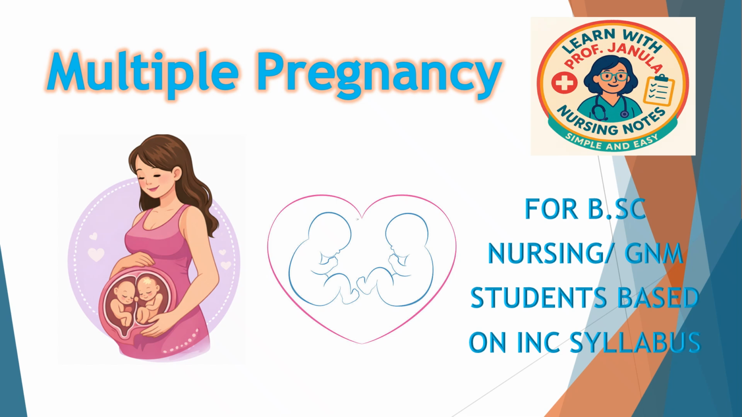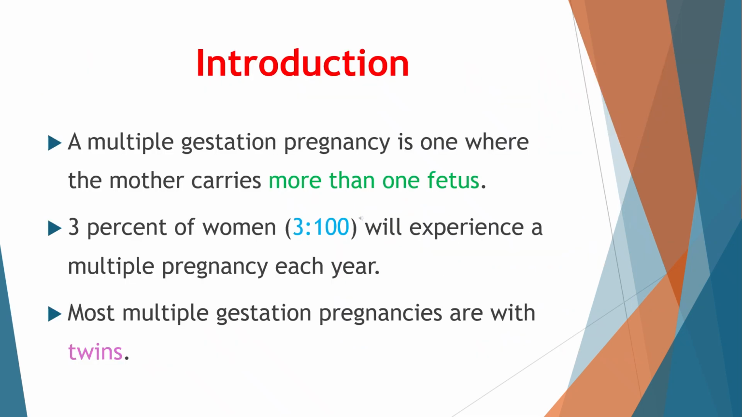In today's video, we're going to learn about multiple pregnancy. Let's get started. A multiple gestation pregnancy means that a mother is carrying more than one fetus at the same time. This situation is not as rare as we might think, because around 3% of women, or about 3 out of every 100, experience a multiple pregnancy each year. When we look at these pregnancies more closely, we find that most of them involve twins, making twin pregnancies the most common type of multiple gestation.